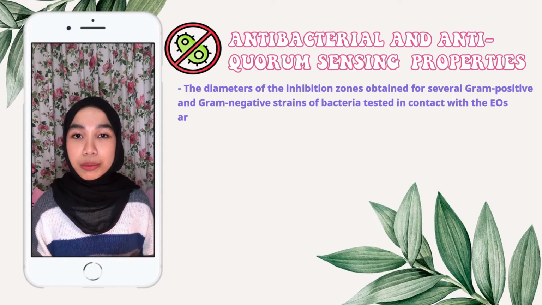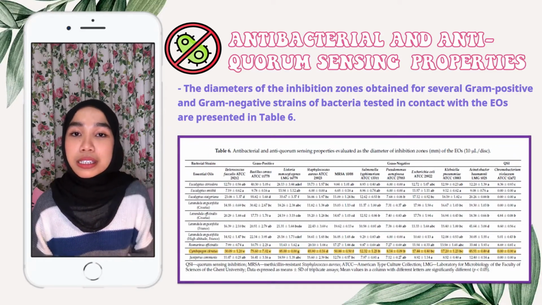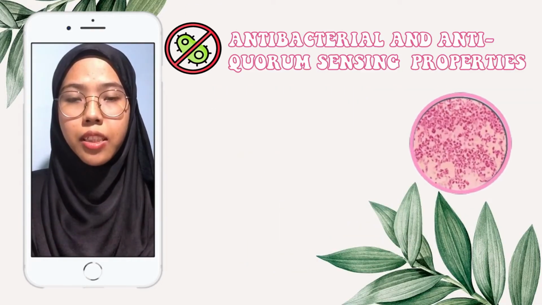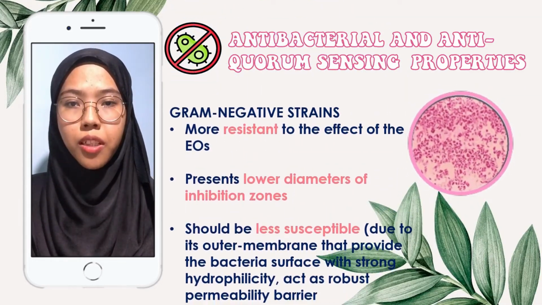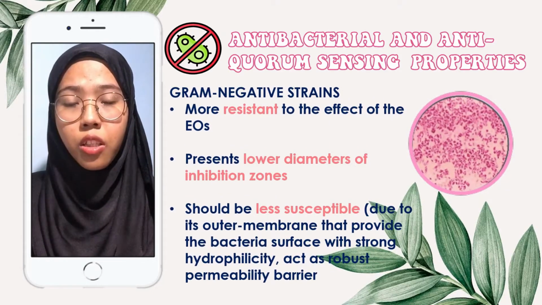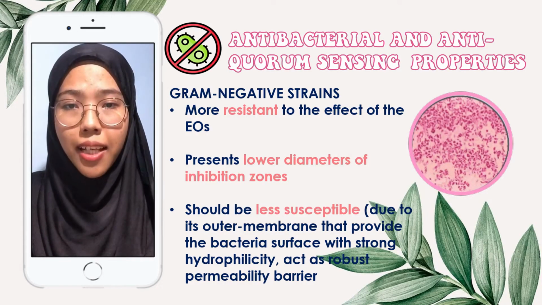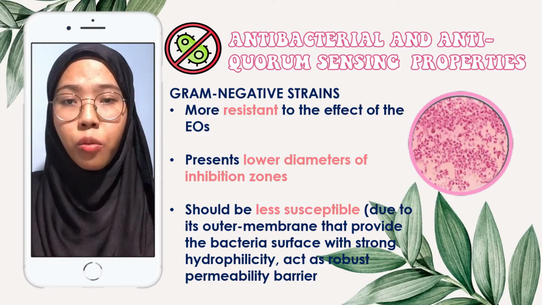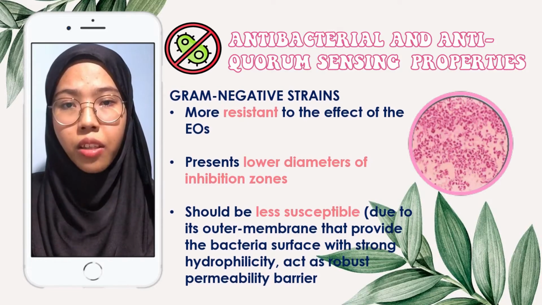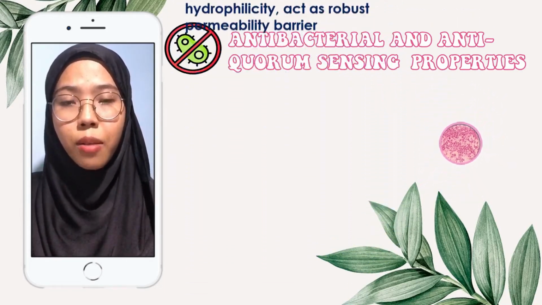The diameters of the inhibition zones obtained for several gram-positive and gram-negative strains of bacteria tested in contact with the essential oils are presented in Table number 6. Generally, the gram-negative strains are more resistant to the effect of the essential oils. Thus, they present lower diameters of inhibition zones. It is also described that gram-negative bacteria should be less susceptible, which is associated with the characteristic of the outer membrane of these organisms that provides the bacterial surface with strong hydrophilicity, acting as a robust permeability barrier.